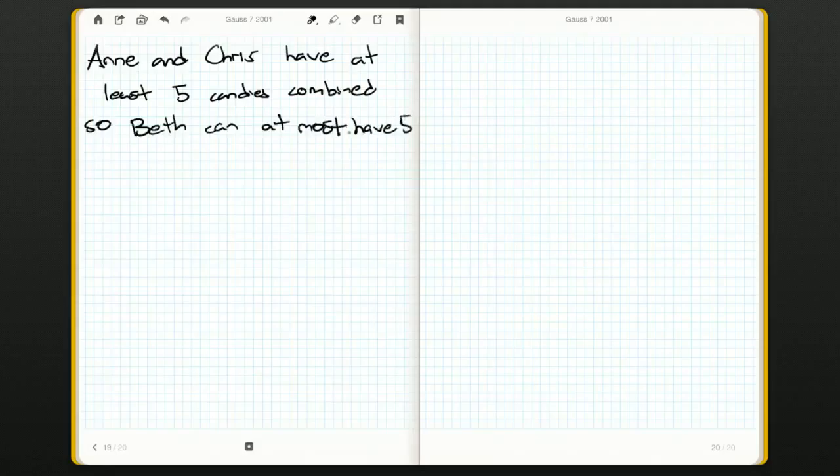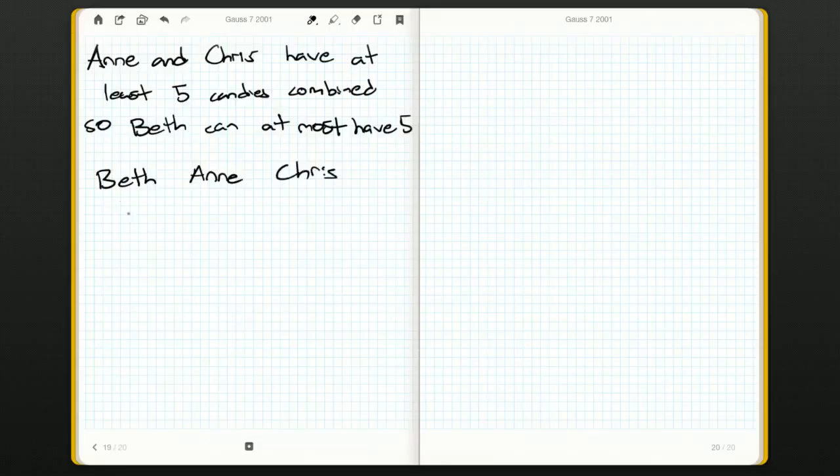So at most, Beth can have 5. She has to have at least 2. So I'm going to make a chart of the candies that Beth has, the candies that we give Anne, and the candies that we give Chris.